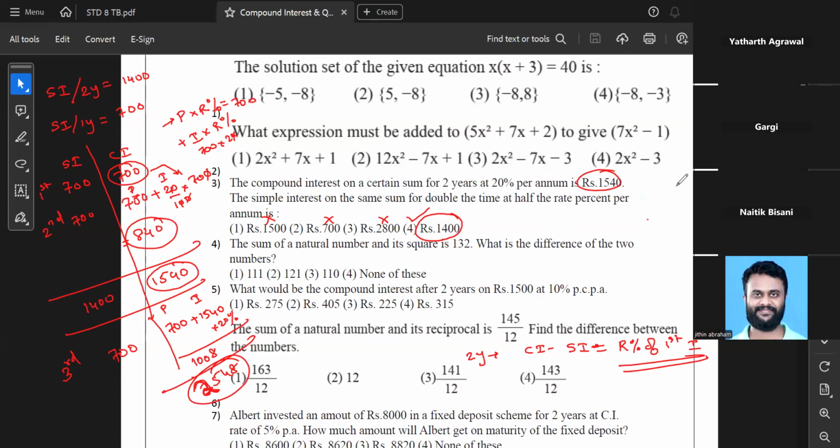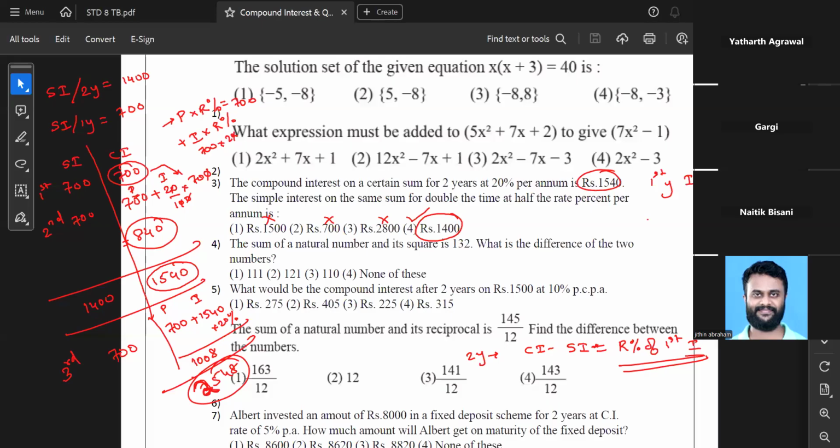Rough estimated value, I'm telling you. So two years' interest is 1540. You make it half to find the first year's interest. Now the first year's interest, or maybe one year's interest, will be half of 1540. So the first year's interest will be not equal to, but less than the half of 1540.